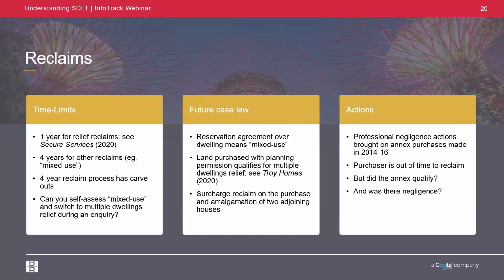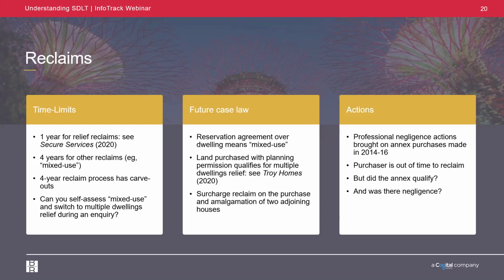In terms of future case law, well, I've mentioned the possibility that there will be more case law, certainly on mixed use, probably annexes, possibly on derelict dwellings. But I do believe that there's likely to be tribunal decisions on whether the existence of a reservation agreement entered into by the buyer over a dwelling means that the purchase of that dwelling is a mixed use transaction. Also, I think there's likely to be another decision on the substantive point.